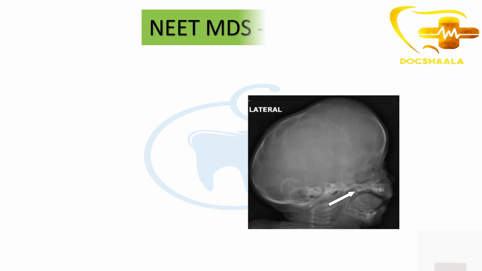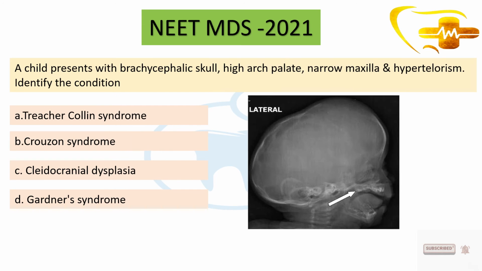Okay. Then coming to the question asked in the NEET MDS 2021 exam, they gave an image like this and a child presenting with a brachycephalic skull. We know that a Crouzon syndrome child can present with any type of skull. Also a high arch palate, a narrow maxilla as shown by the arrow, and hypertelorism. Identify the condition. The options given were Treacher Collins syndrome, Crouzon syndrome, cleidocranial dysplasia, and Gardner syndrome.